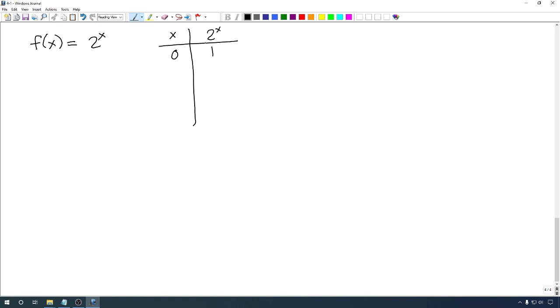In fact, the 2 really didn't matter there. We should always have 1 there. If we put in 1, 2 to the first power is a 2. If we put in 2, 2 to the second power is a 4. Go ahead and put in 3 as well. 2 to the third power is an 8. And we can even go the other way. 2 to the negative 1 is 1/2. 2 to the negative 2 is 1/4, and so on and so forth.